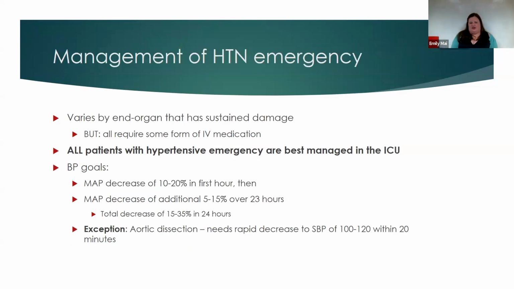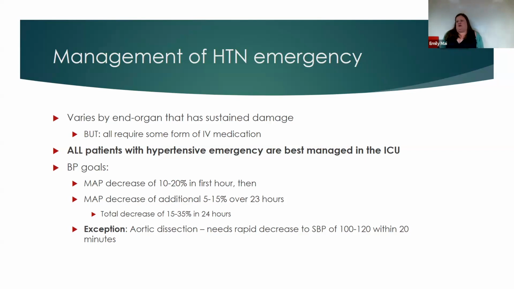Management does vary by which organ has sustained damage, but these all require an IV drip. And all of them are best managed in the ICU. How to convince the ICU of that, I do not know, but they are all best managed in the ICU. Your overall BP goals, you want to decrease the MAP by about 10 to 20% in the first hour, but then you want to go slowly for the rest of that 24 hours, only 5 to 15. So max of 35%, really more ideally 25%. But you might overshoot that first hour and then end up closer to 35.